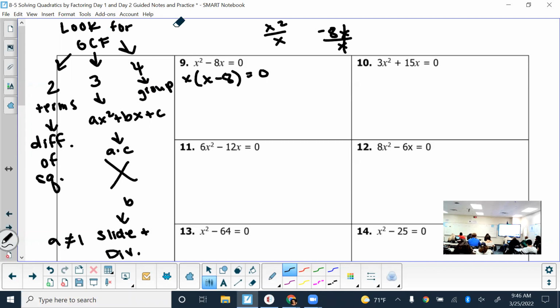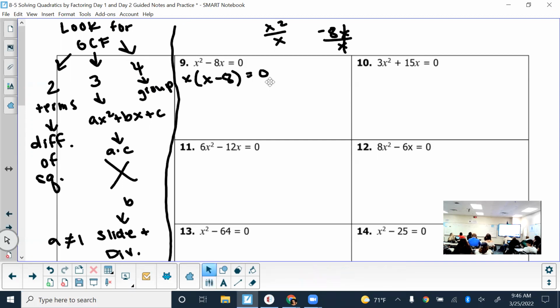All right, so here's like your flow chart reminder. These are basically the steps you go through when you're factoring. In number 9, we can only factor by GCF. So questions about that so far?